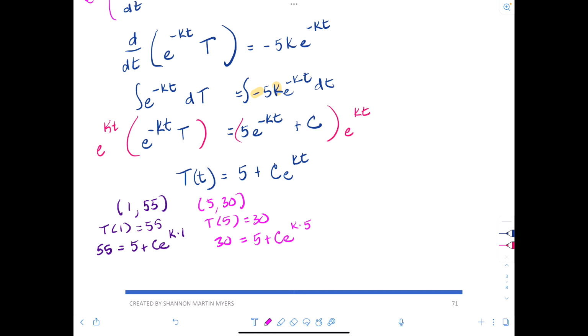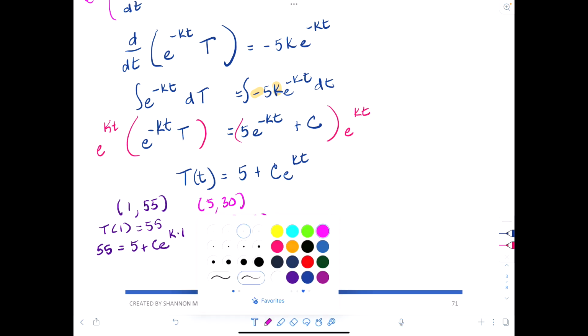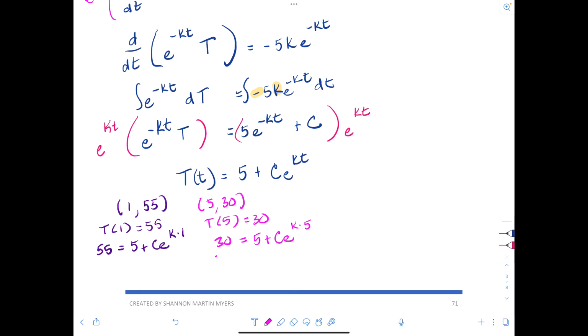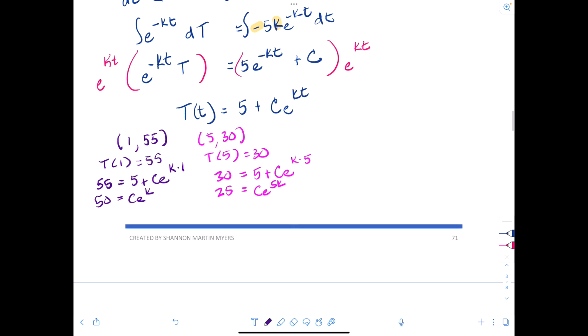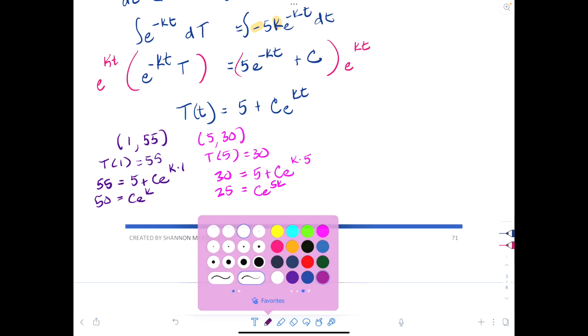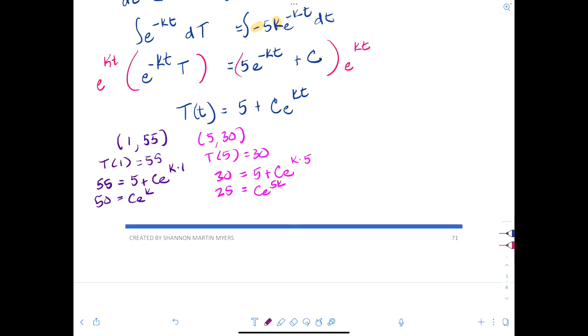Cool so far? So now I can work a little bit more with these. If I subtract 5 from both sides, I get 25 is C e to the 5K. And for the other one, 50 is equal to C e to the K. And then working with both of them, I would have 25 is to 50 as C e to the 5K is to C e to the K.